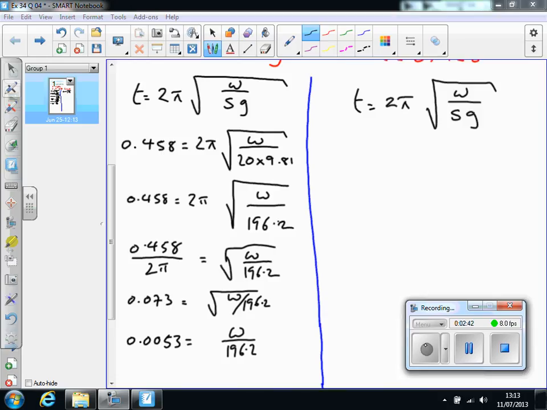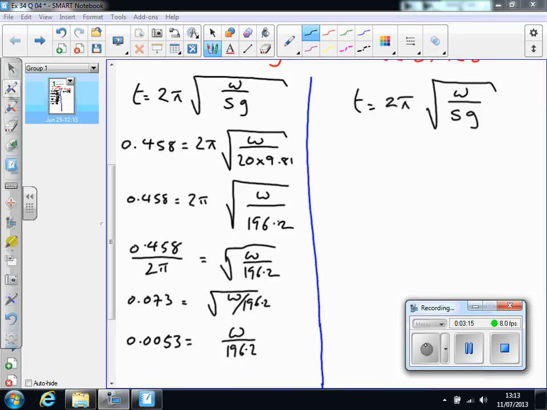I've rounded as I've gone along here, so there's an accuracy issue. Maybe when I found out what 0.458 divided by 2 pi was, I should have held that answer in the calculator and then squared that. So that is an issue. On the right hand side though, this is not going to be such an issue because I'm going to come up with a formula for W, and then I can just put the numbers in and I'll get a very accurate answer that I can round to an appropriate number of significant figures.